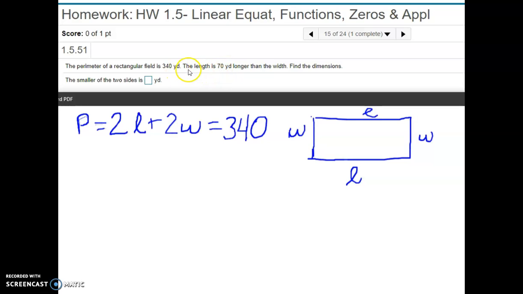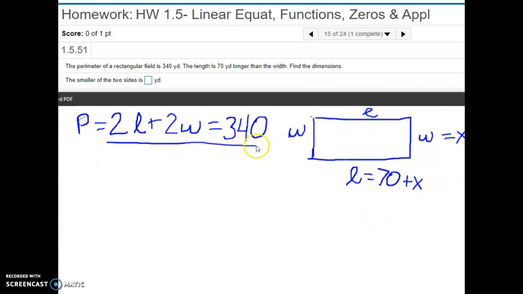Now, this is the second part. The length is 70 yards longer than the width. So we need to define a variable. I'm going to use W as our X. Now you could have done the length as X, but the way this is written, it says the length is 70 longer than the width. So that's 70 plus the width. You see how that just kind of fell into an equation? Length is 70 longer than the width, and we defined the width as X.